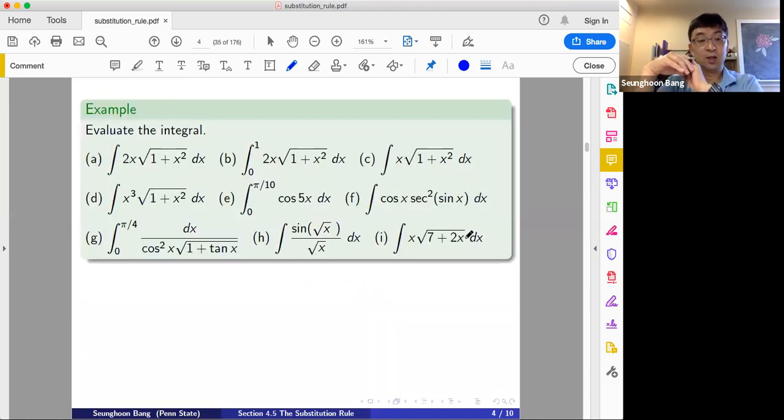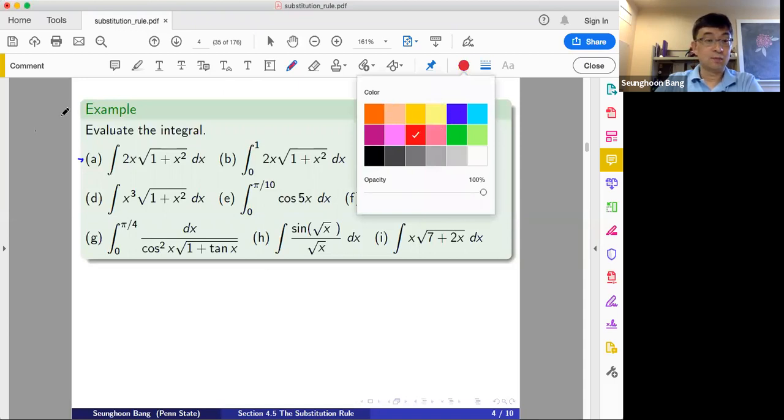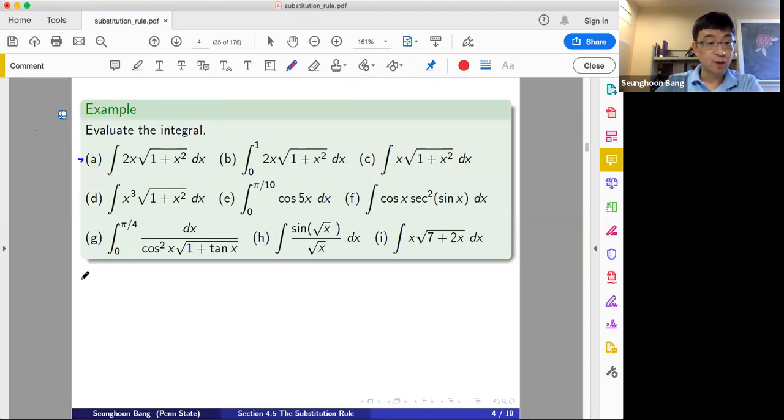The first one, integral 2x root 1 minus x squared dx. Then b, c, d, e, f, g, h, i. We have a lot of problems here. We can start with the first problem, the a. So how can you solve this one? The problem is integral 2x square root of 1 plus x squared dx.